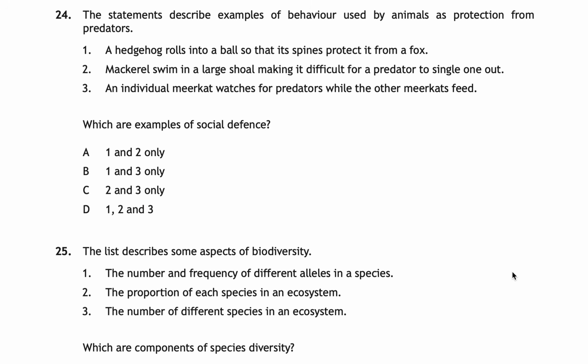In question 24, the statements describe examples of behaviour used by animals as protection from predators. Which of these are examples of social defence? The correct answer for question 24 is C, 2 and 3 only. So both 2 and 3, mackerels swimming in a large shoal or an individual meerkat looking out for predators while the other meerkats feed, are examples of a social group working together for defence. However, statement 1 is just an individual defending itself from a threat. So that would not count as social defence. Only 2 and 3, answer C.